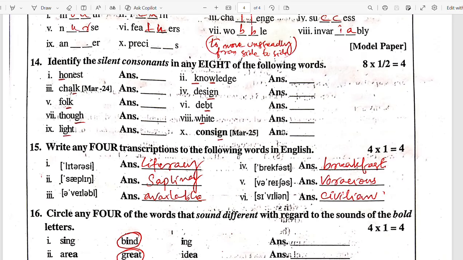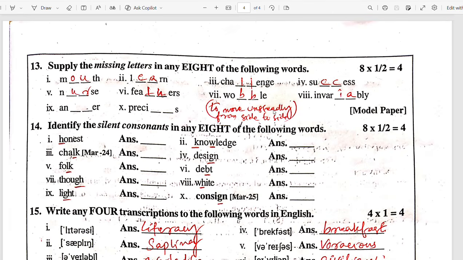If you practice this well, dear students, you can expect similar questions in the exam.